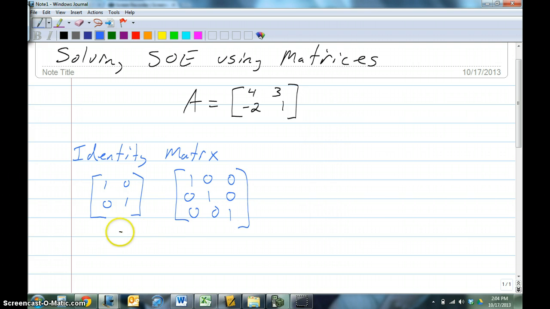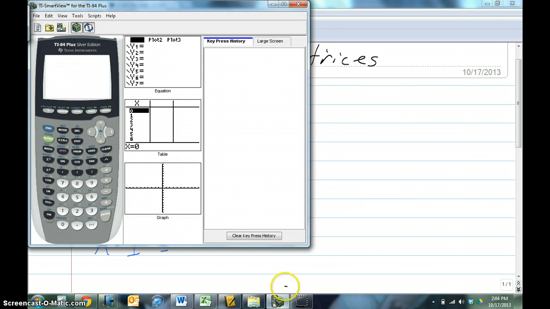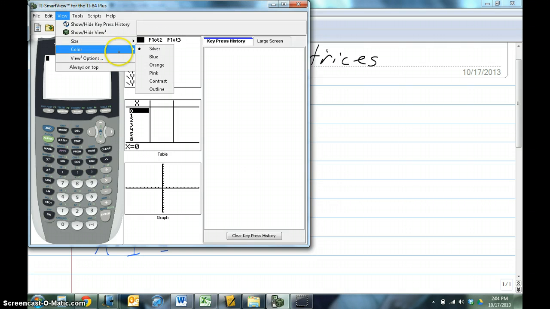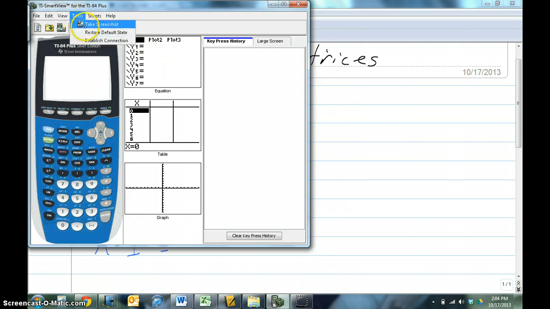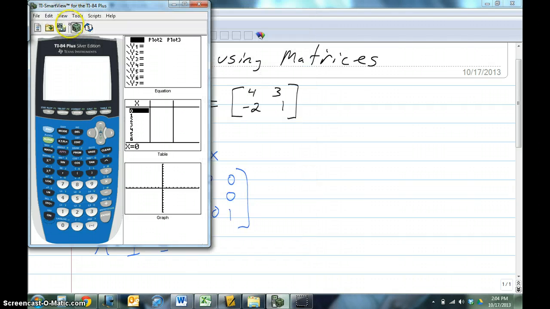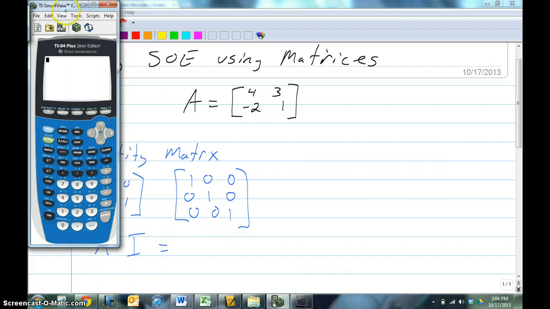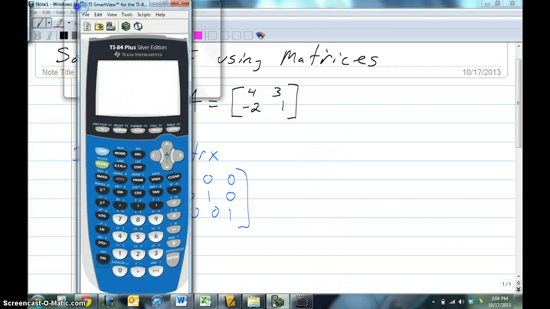Now, here's what's neat about the identity matrix. If you have matrix A times the identity matrix, you will get, well, here's the thing. Pull out your calculator. If you haven't gotten your calculator yet, press pause and go get it. Otherwise, you got your calculator. Here it is here. We're going to input these values into the calculator.